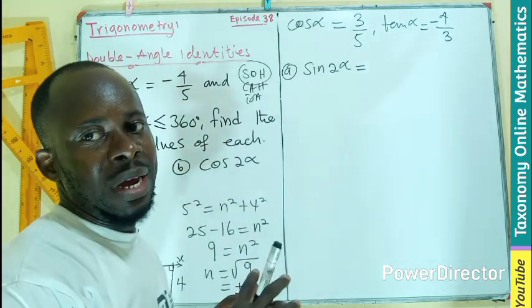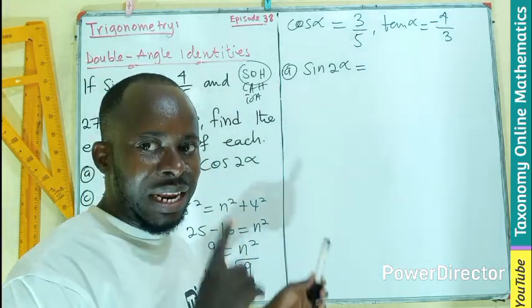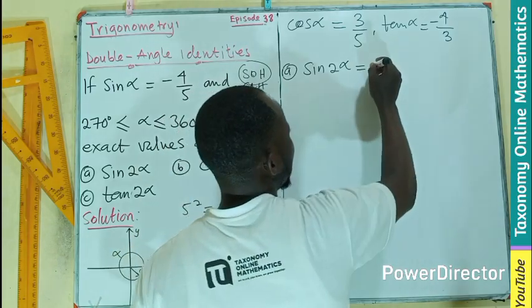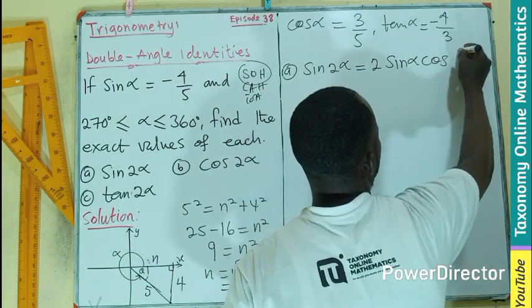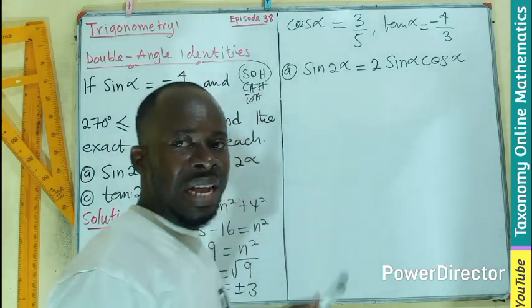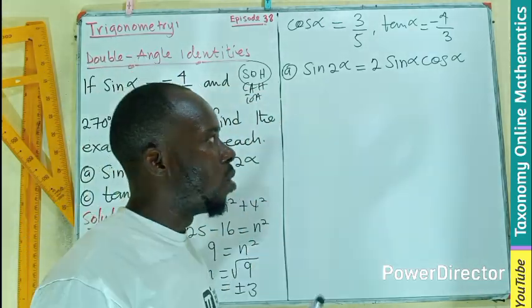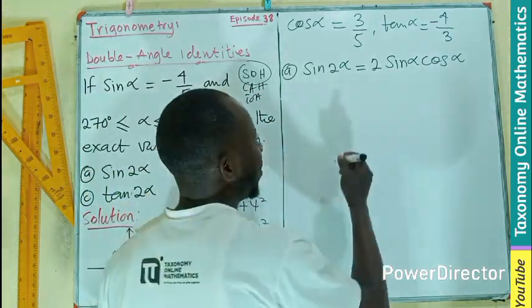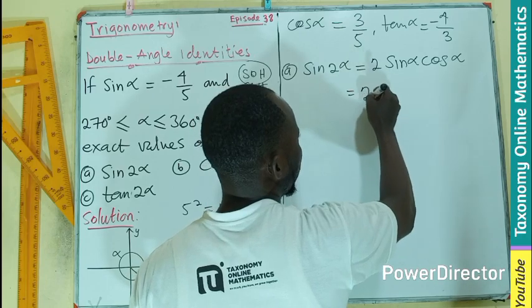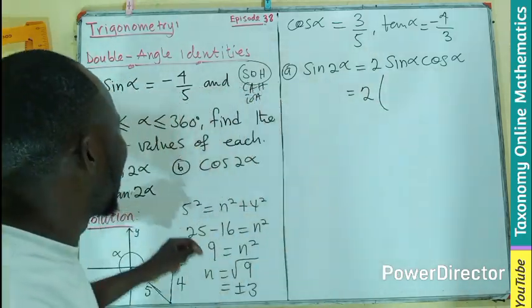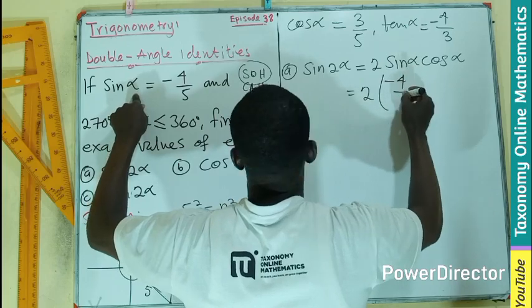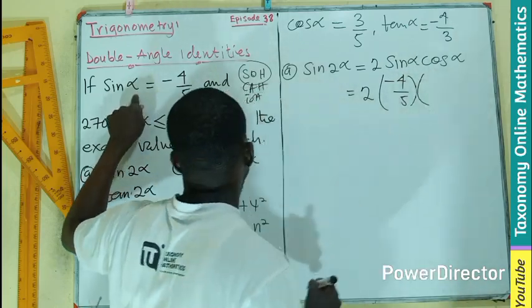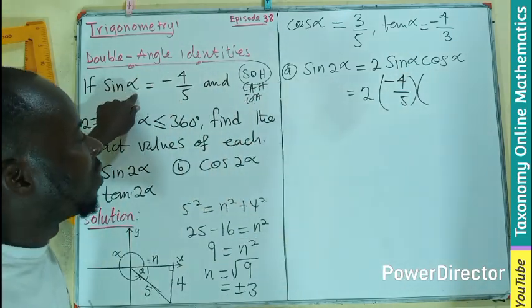I'm going straight to the final derivation we did in the last episode. That should be 2 sine alpha cos alpha. That is the expansion we can get for the double angle for sine. If you check the previous episode, you will get that. So 2 multiplying sine alpha, which is minus 4 on 5, multiplying cos alpha.